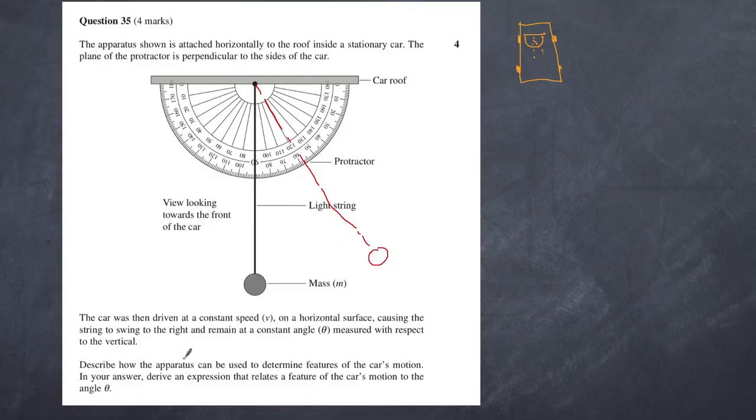Now it says describe how the apparatus can be used to determine the features of the car's motion, and in your answer derive an expression that relates the features of the car's motion to the angle theta. Well, this car is definitely going around a circle, so the car could be, let's say, heading in this direction, but of course it's going around in a circle like so. Because of the inertia of the object, it's going to swing out. That is representative of the centripetal forces at play acting on the car, and the ball will swing out. So in order to work out the mathematics of that, we need to make sure we have an understanding of the physics involved on the ball.